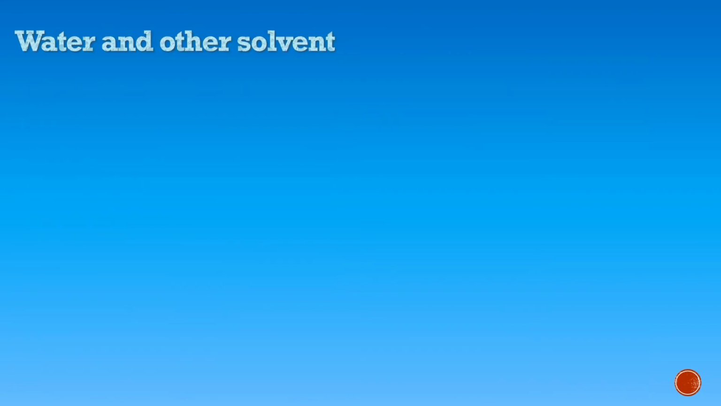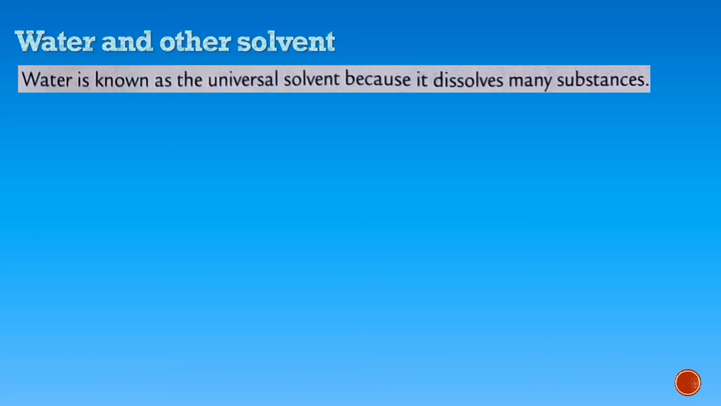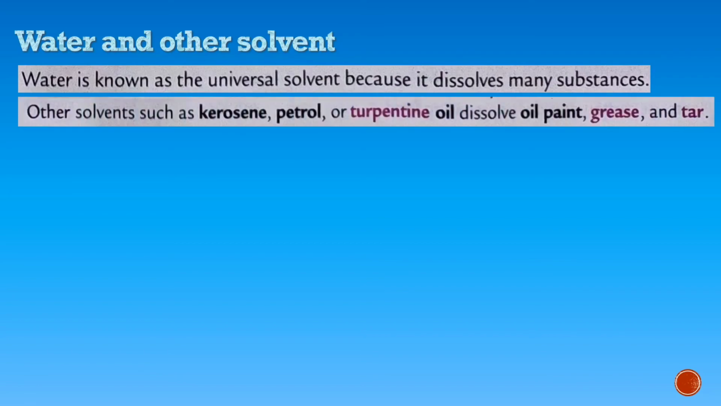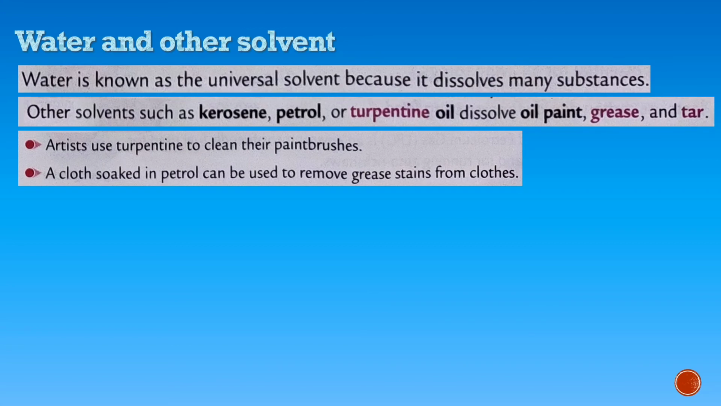Okay, water and other solvents. Water is known as the universal solvent because it dissolves many substances. Other than water, other solvents such as kerosene, petrol or turpentine oil dissolve oil paint, grease and tar. Artists use turpentine oil to clean their paint brushes. A cloth soaked in petrol can be used to remove grease stains from clothes.